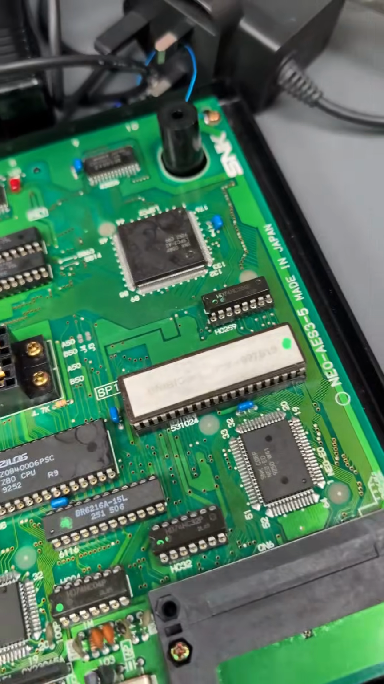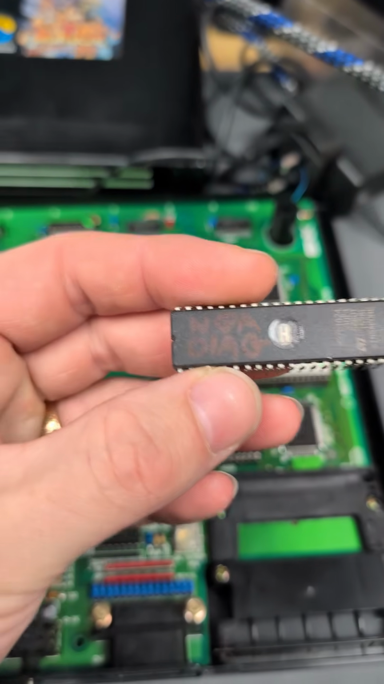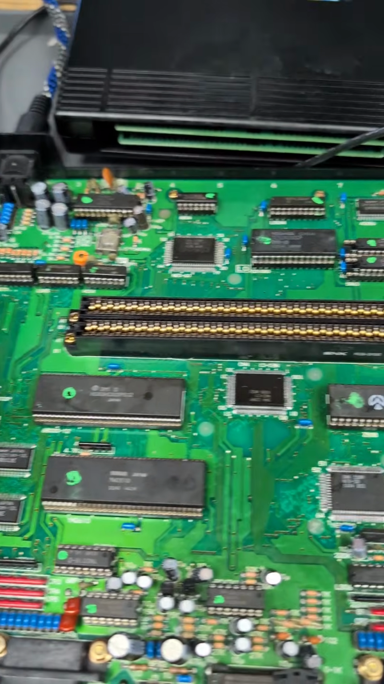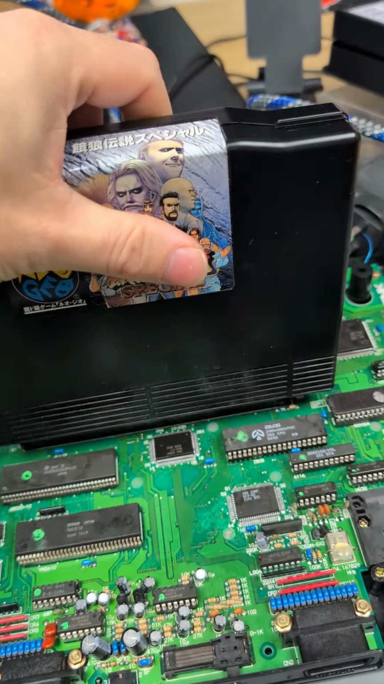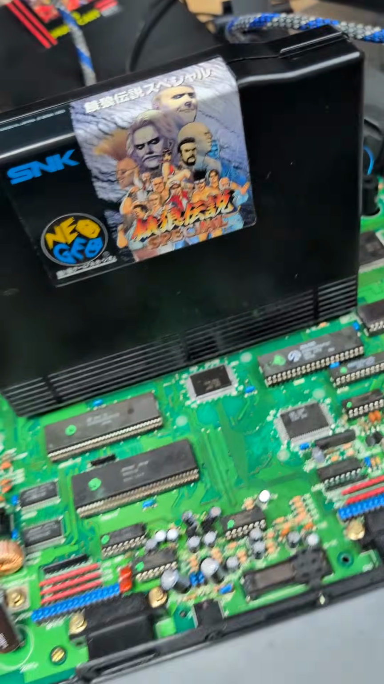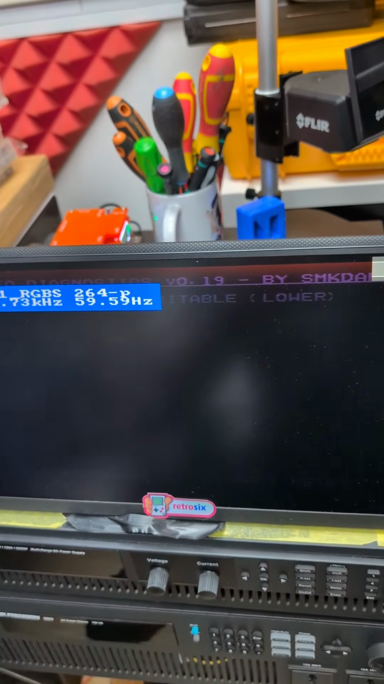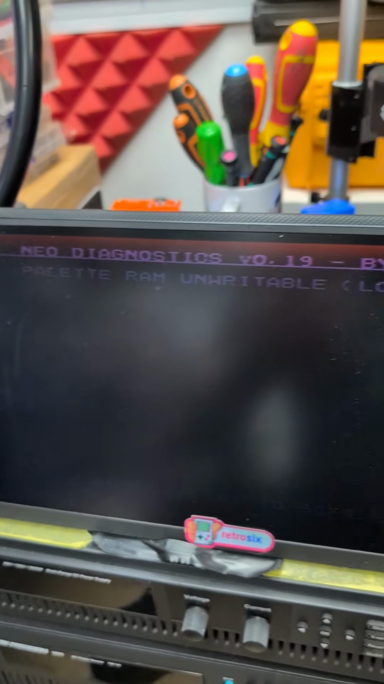So instead of using the UniBIOS, let me chuck in a diagnostics BIOS. These don't always pick up the problem, and I'm pretty sure it's going to tell us it's palette RAM, which it isn't. But let's see what that reports. With the palette RAM in, it does need a game, because it has to have a game to run the diagnostics. And if we turn that on now, and switch to the input, I'm guessing that's going to say palette RAM, is it? Yeah, palette RAM unwritable on the lower.